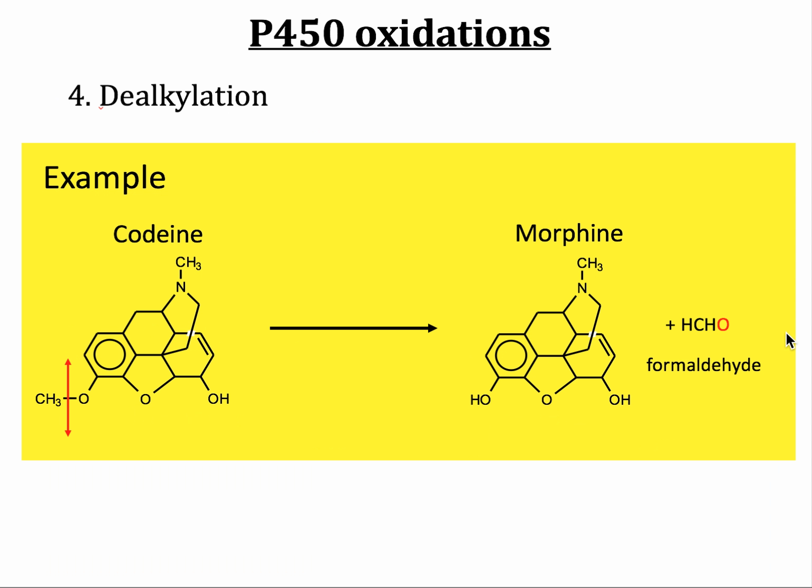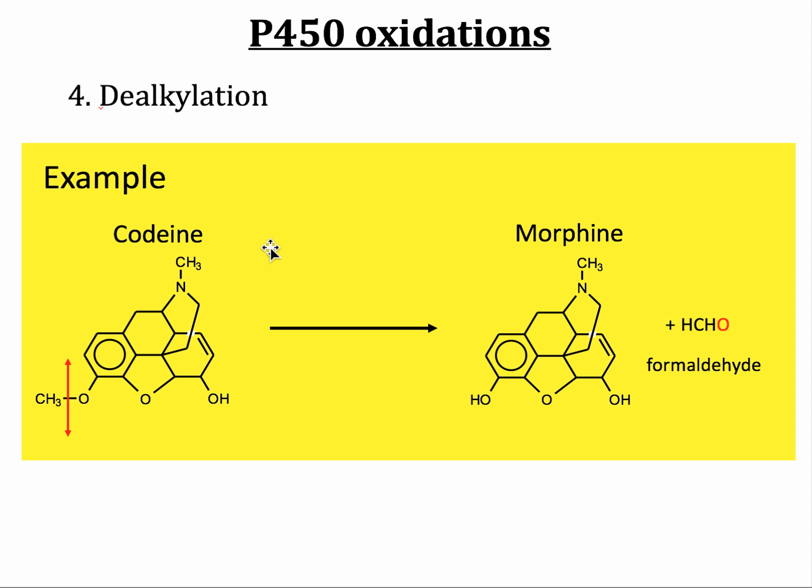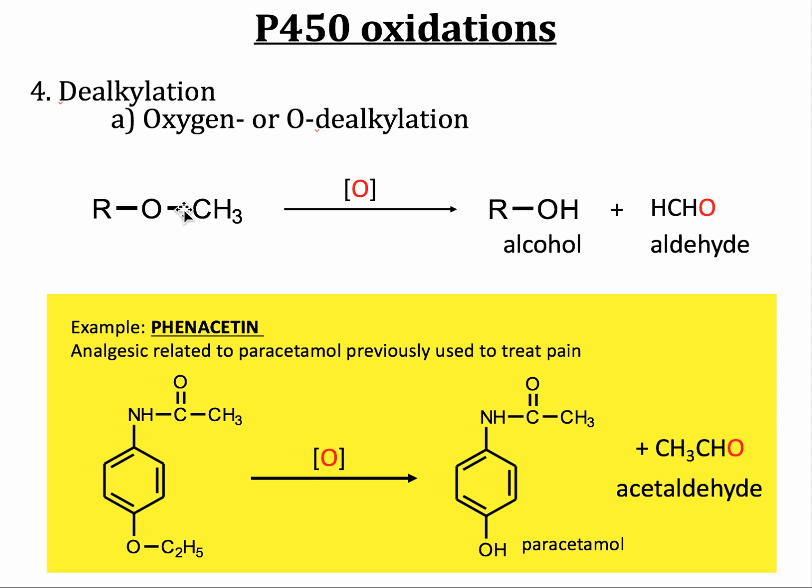Codeine, morphine. N-dealkylation usually looks for tertiary amines, and you get an amine and an aldehyde again. And S-dealkylation, you look for something similar to this. Whenever you're doing dealkylation, a key point is you always look for a CH3, an alkyl group. So you found an ether, but you also want to confirm it by looking for an alkyl group, which is a CH3 here.